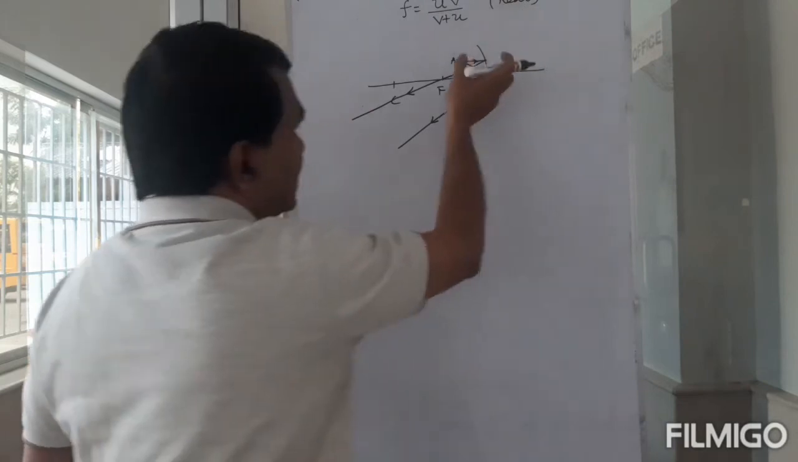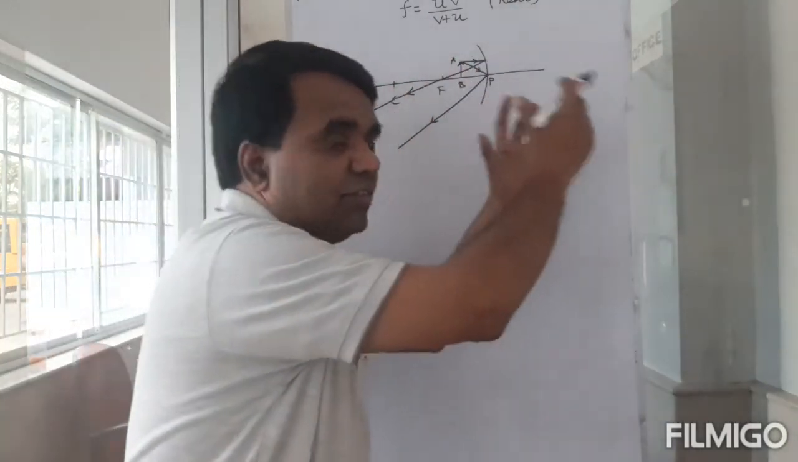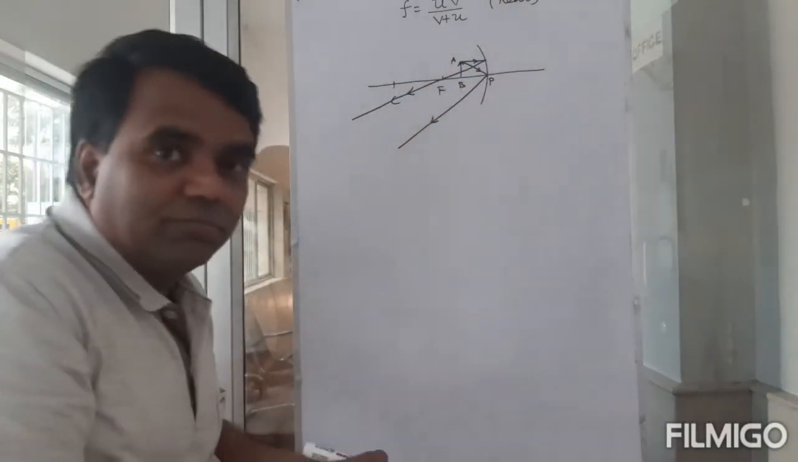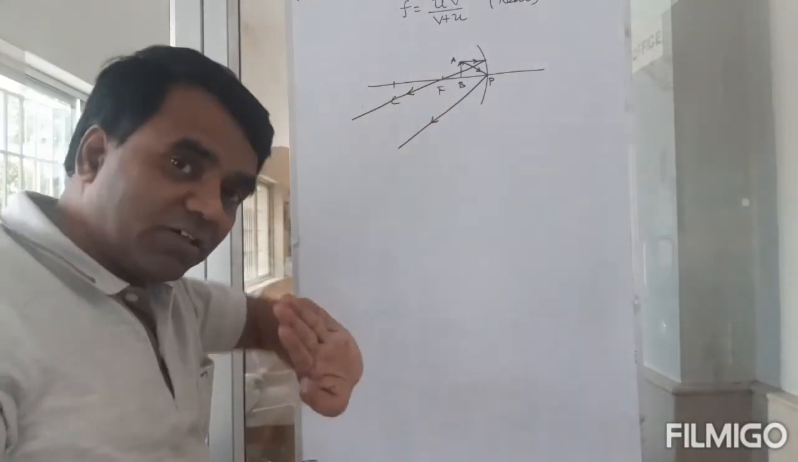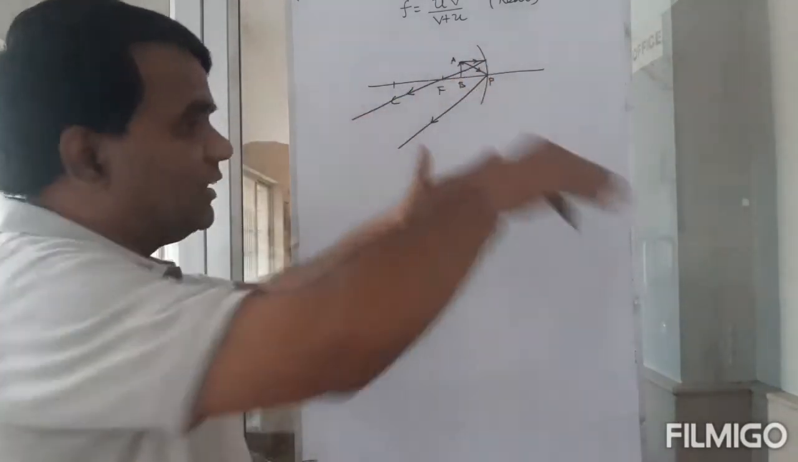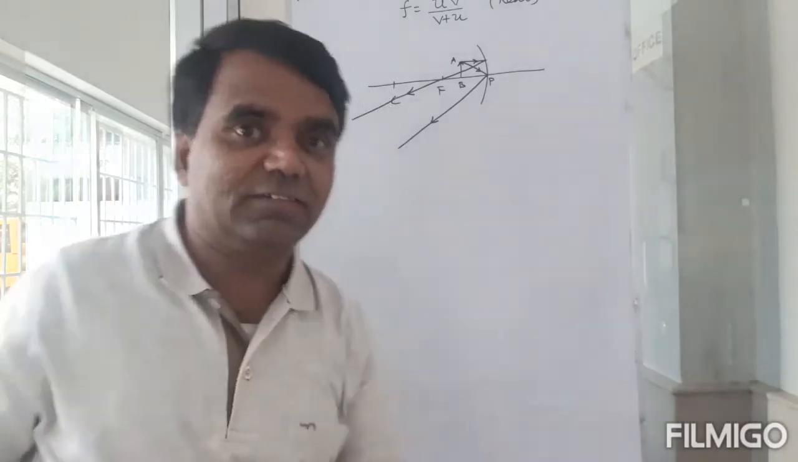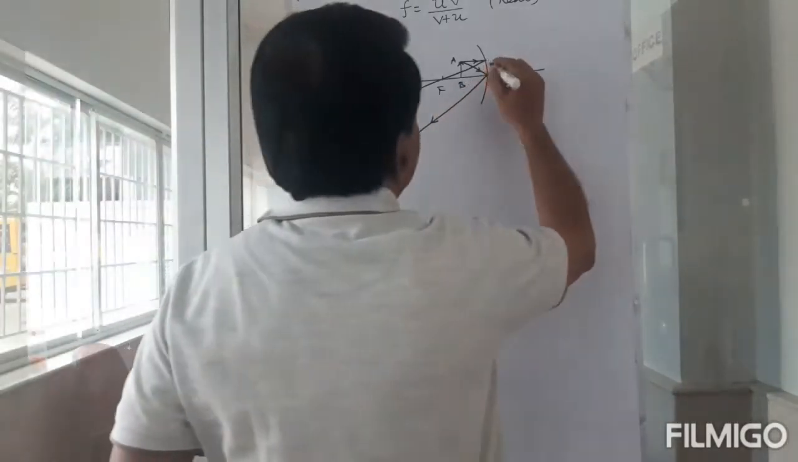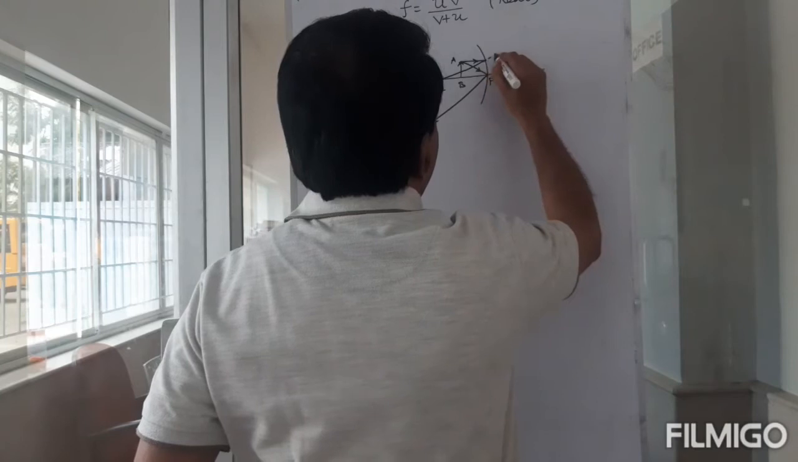This is real because you could see that the lines after reflecting converged. So that's a real image, so you can capture it on the screen. But here they are diverging. They are not focusing there. But then you see they appear to be focusing on the other side.